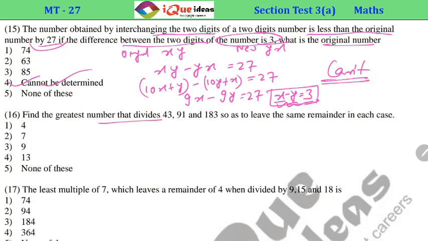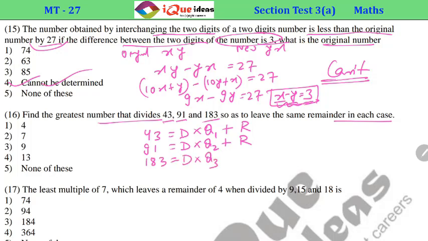This says find the greatest number that divides 43, 91 and 183. This is one of the questions of our class exercises. It says divides 43, 91, 183 so as to leave the same remainder in each case. So we have to find a divisor. 43 is equal to our divisor into, let's say, the quotient Q1 plus remainder R. Now 91 is also equal to the same divisor into some other quotient plus the same remainder. And 183, when you divide by the same divisor, you get a different quotient, but the remainder has to be the same. Now what should we do? Subtract the first equation from the second and the second equation from the third. So what will happen?